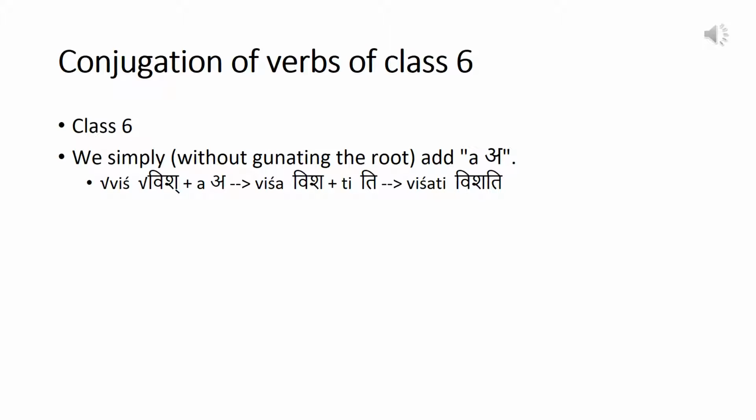In class 6, we simply, without gunating the root, add an a. Let's take the class 6 root vish, to enter. Vish plus a gives you the stem visha, to which the endings are added, to get vishadi and so on.